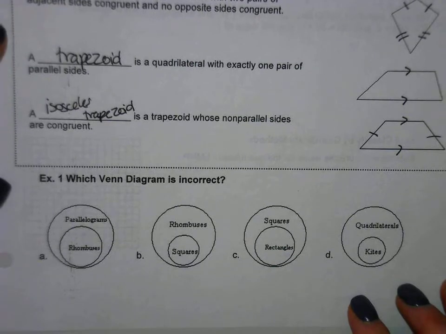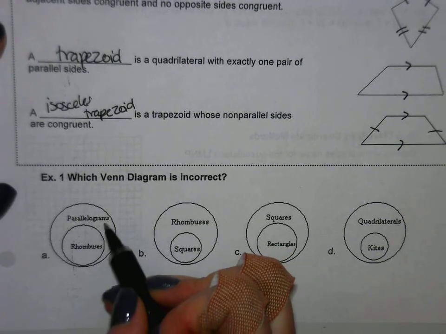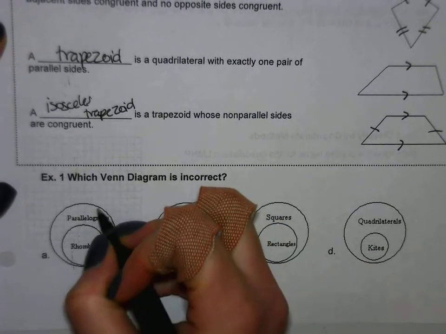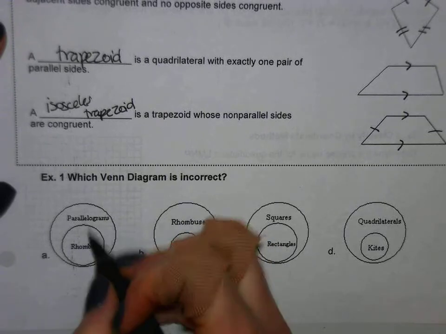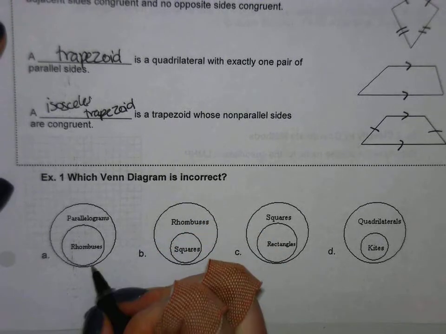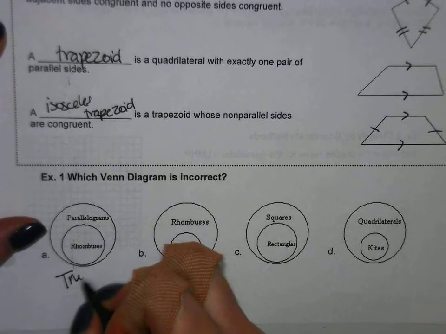So let's figure out which Venn diagram is incorrect. So we are looking here, we say a rhombus, can a rhombus be a parallelogram? Well, to be a parallelogram, both pairs of opposite sides have to be parallel. And in a rhombus, both pairs of opposite sides are parallel. So this is a true statement.